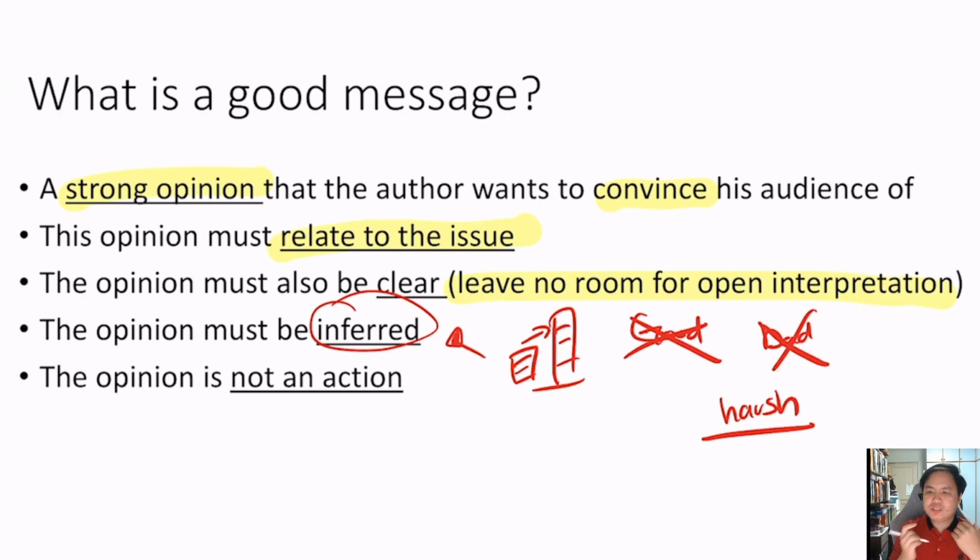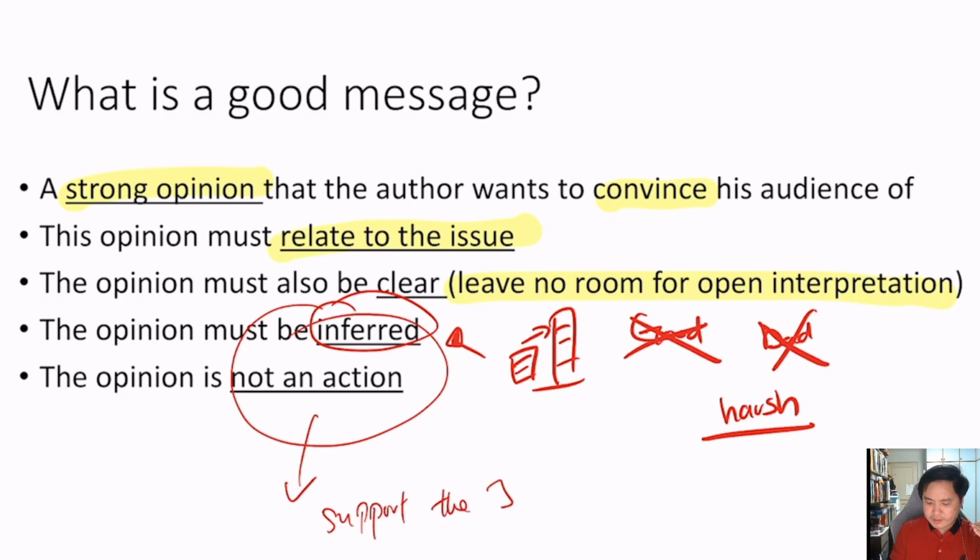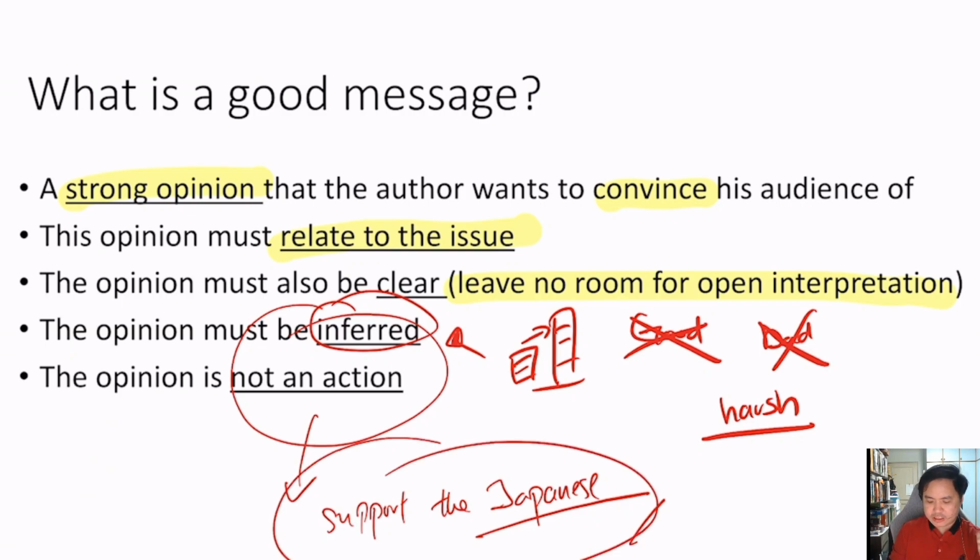Finally, and this is very important, an opinion is not the action. It is not the action. What do I mean by action? So things like this, to support the Japanese. All right, you create a propaganda poster. Your message is not for the locals to support the Japanese. That is the action, right? This is the action. So therefore, it can be accepted, but it will be the lower level mark. So make sure you write your outcome at the end, right? Write your action at the end. At the start, you just need to write your BAM, your message, which is your strong opinion.